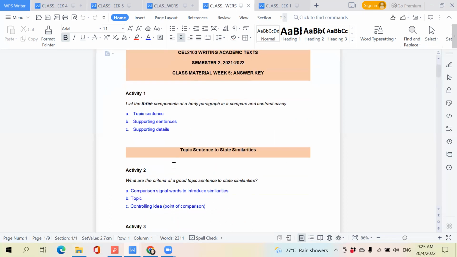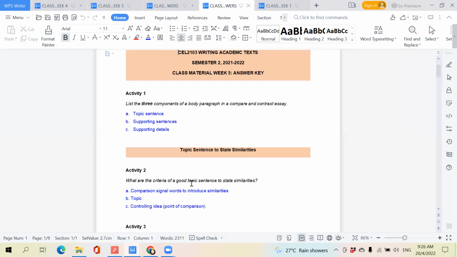So what are the criteria of a good topic sentence to state the similarities? Okay, remember, kita nak bercakap pasal similarities. So what are the criteria? Number 1, you have to have the comparison signal word. This is similar to transition signal. It's the same thing lah, transition signal, but this one is to focus more on similarities. And then, of course, you have to mention the topic. And last but not least is the controlling idea. What is the point of comparison that you want to discuss in this paragraph?